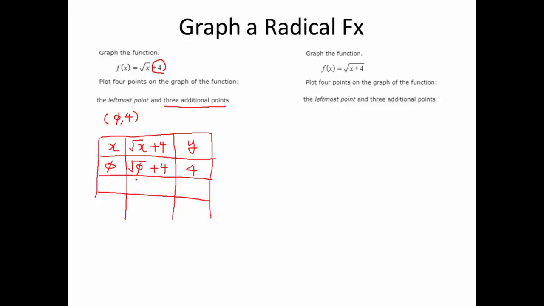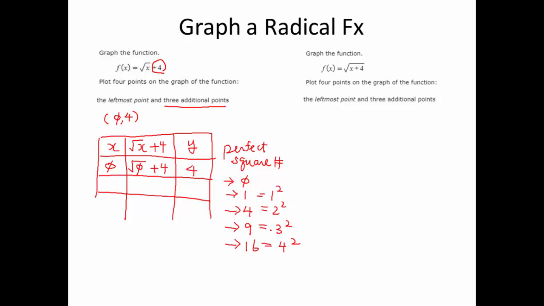The next one, you have to be really careful picking a good x. So for this one, because it just translates up and down, we just need to find the perfect square numbers for x. So we can get some good points. So perfect square numbers are 0, 1, 4, 9, and 16, because 1 squared is 1, 2 squared is 4, 3 squared is 9, 4 squared is 16.